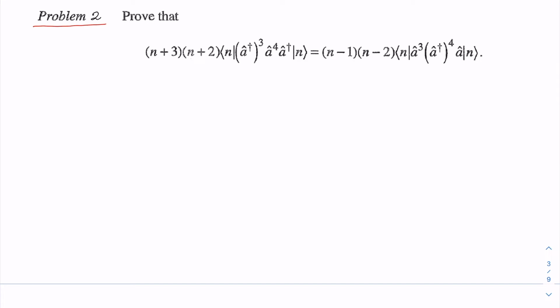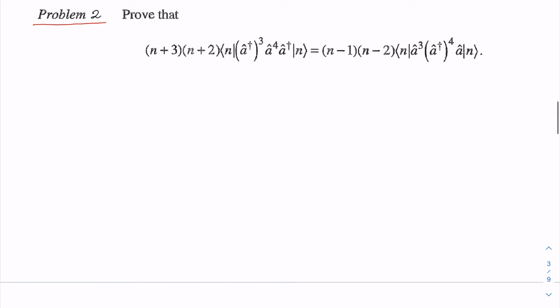Now let us work out this problem. This is actually related to operator algebra. So we have to prove this relation. It's looking very complicated, but let us see.